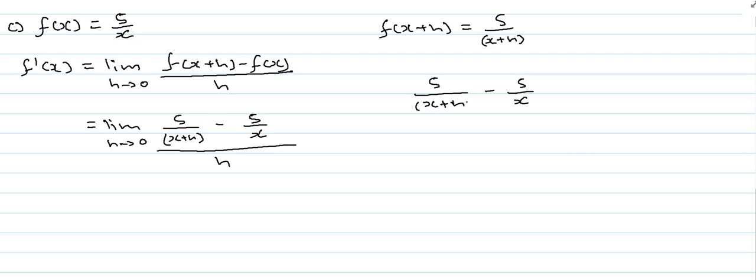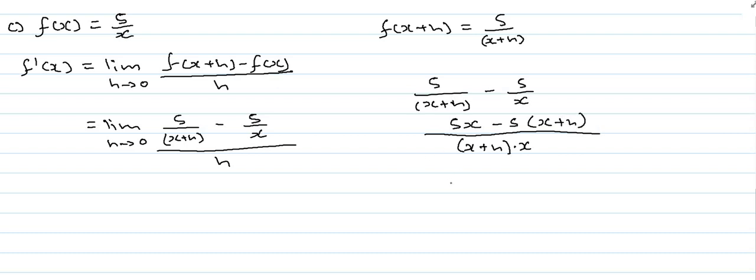When you look at these two, the lowest common denominator will become x plus h multiplied by x. How many times does x plus h go into x plus h multiplied by x? X plus h cancel out x plus h, it goes x times. X multiplied by 5 becomes 5x. How many times does x go into x plus h multiplied by x? X cancel out x, it goes x plus h times. Then this becomes negative 5 into x plus h.